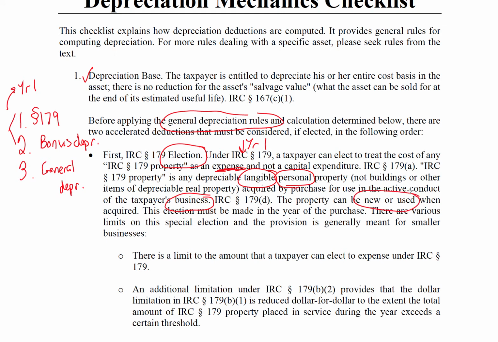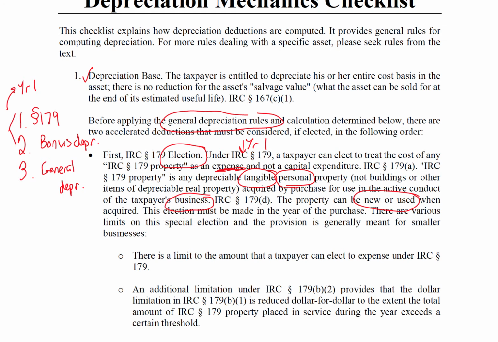The perfect example is, let's say you own a moving truck business and you buy some trucks. You buy one truck that's new and one truck that's used. Under this provision, if you meet the specific requirements, you can take the Section 179 election with respect to both of these items, because you're allowed to do new or used trucks or assets. Now, this election must be made in the year of purchase.